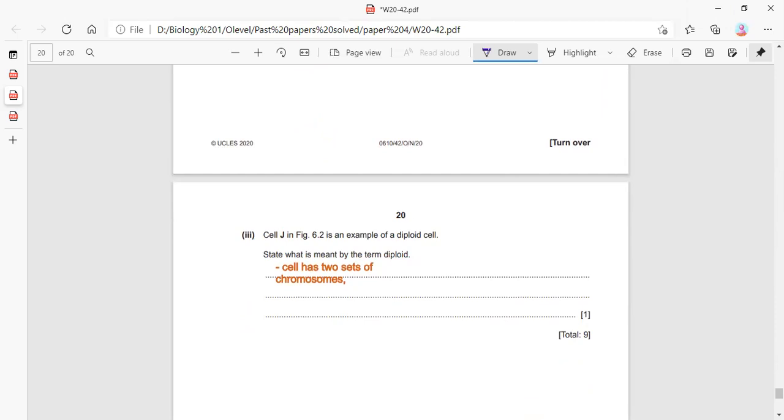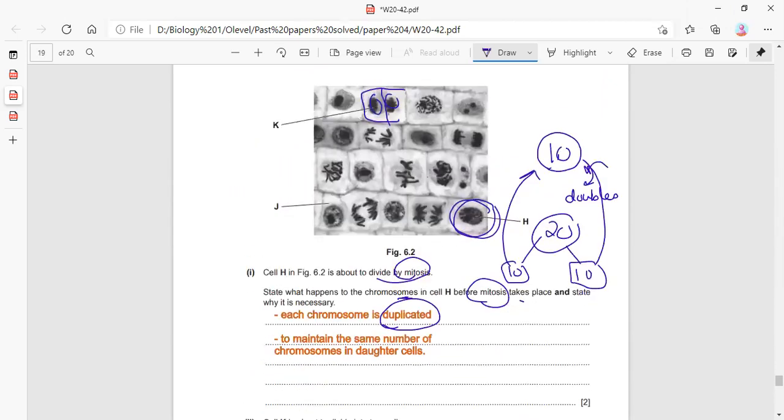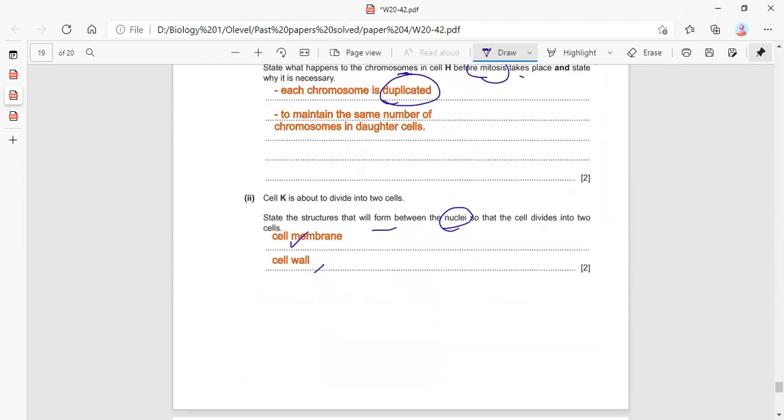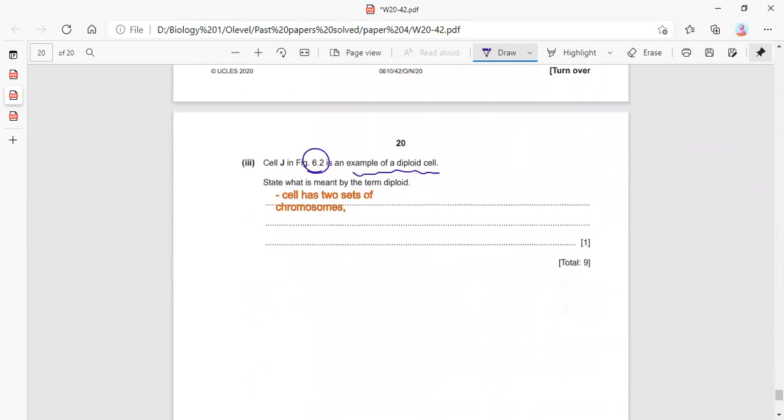Triple I, cell J in figure 6.2 is an example of a diploid cell. فين J اهي, diploid. يعني ايه diploid? What's the meaning of the term diploid? بقولها له ازاي؟ بقولها له ان it has two sets of chromosome.